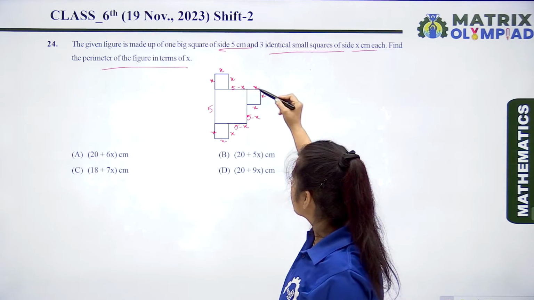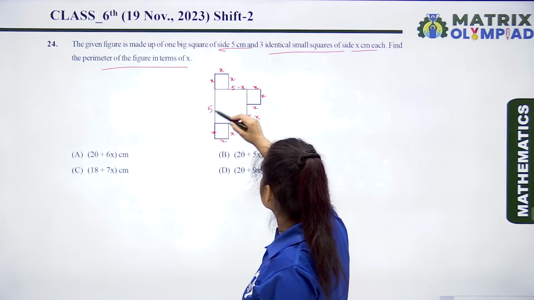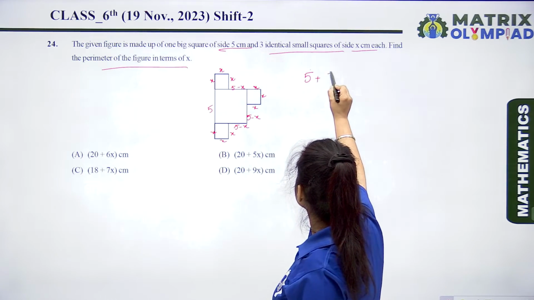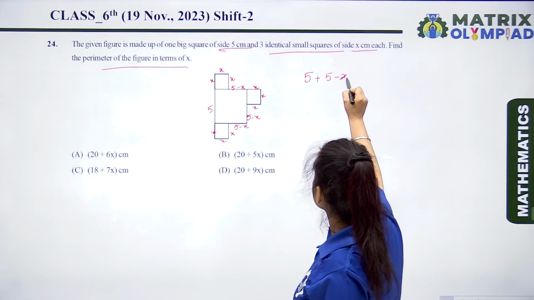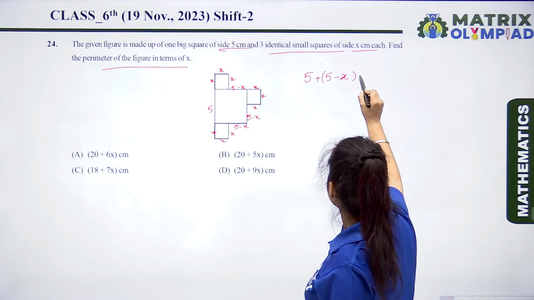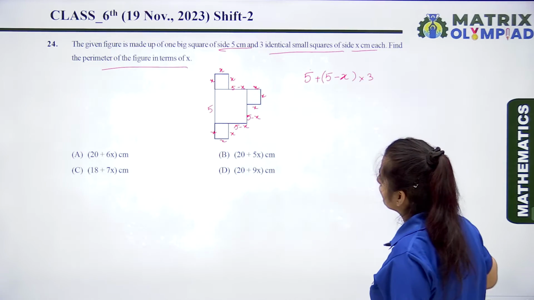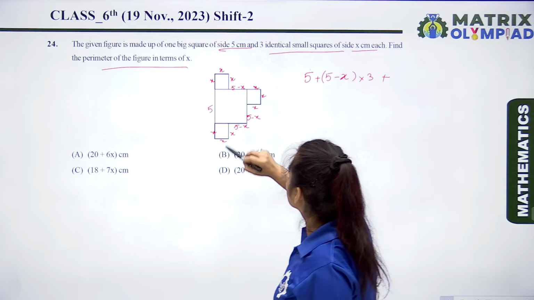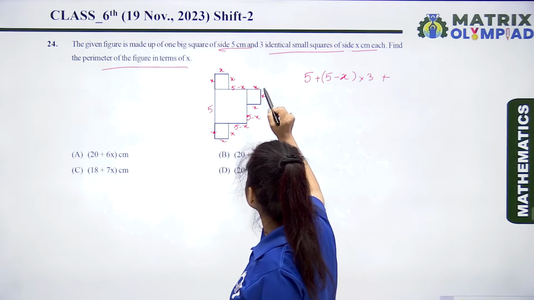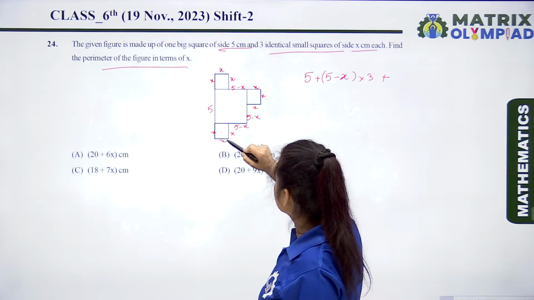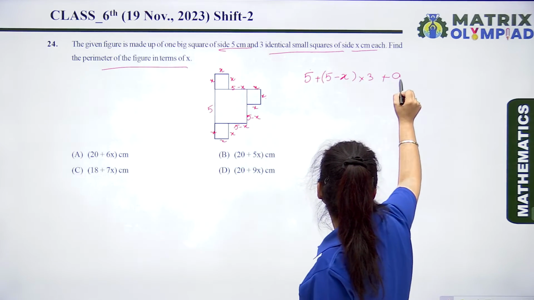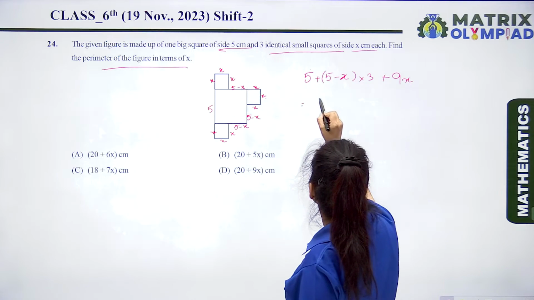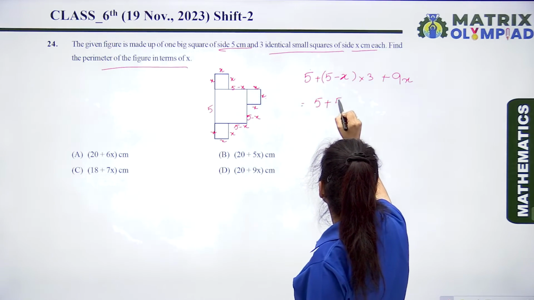Here we have 5 minus x, 5 minus x, 5 minus x and 5. So we are going to write down 5 plus 5 minus x multiplied by 3 because this is 3 times. Now going to add 1, 2, 3, 4, 5, 6, 7, 8, 9. This is 9x. So here we get 5 plus 5.